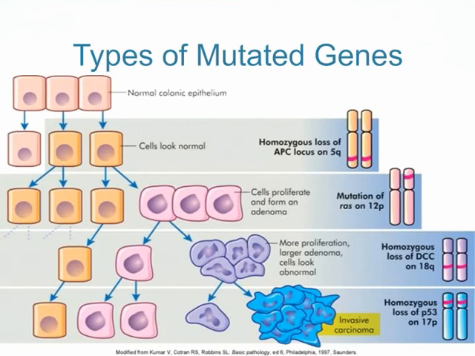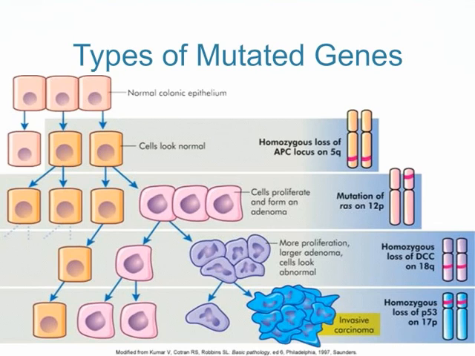So here we have the different types of mutated genes. We have our normal genes there at the top. And again, we're going back to that colon, so that colon tumor, the normal colonic epithelium there. And then we have some cells that have had some abnormal division going on here. So there was a little bit of a problem with our cell division, and we have cells that look normal, but they're a little bit abnormal.